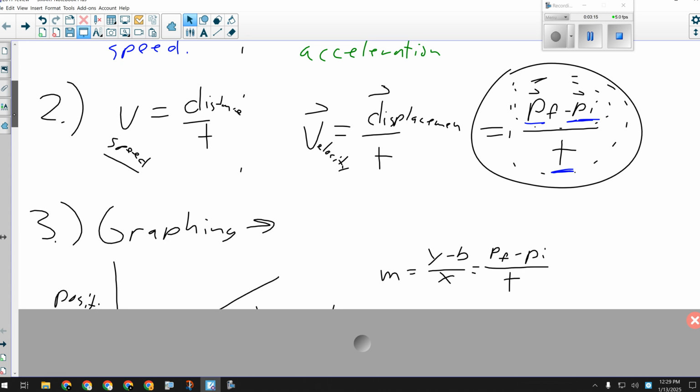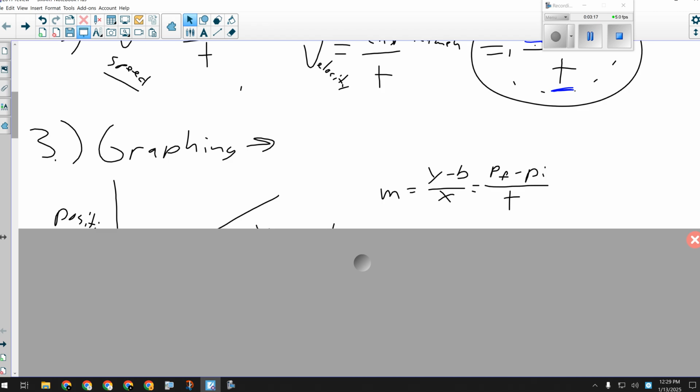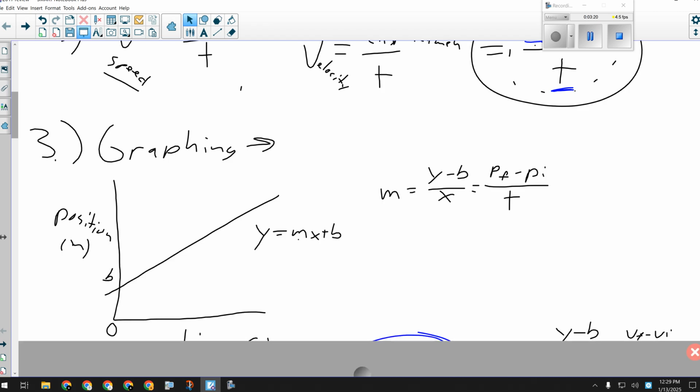Okay, so just a quick review of those two types of graphs. What's that object doing on that position versus time graph? It's moving at a constant velocity in a positive direction, or forward direction, because we see that its position is changing uniformly. That is, by the same amount per time interval.